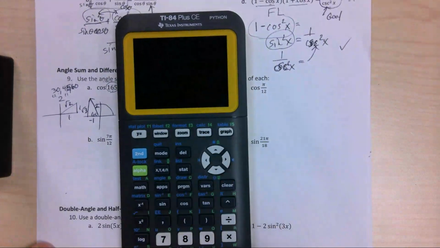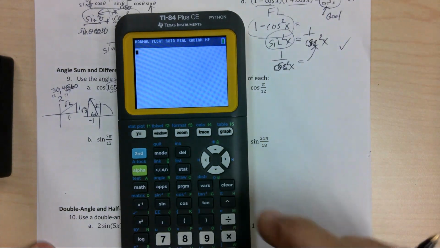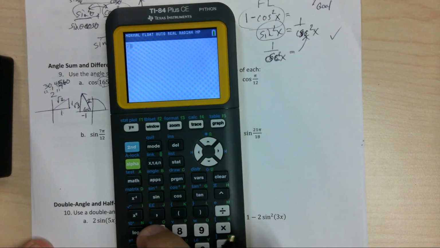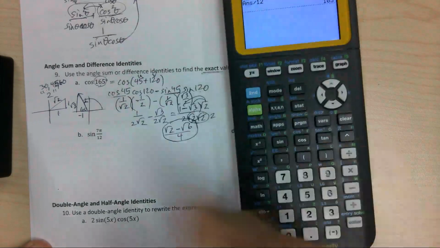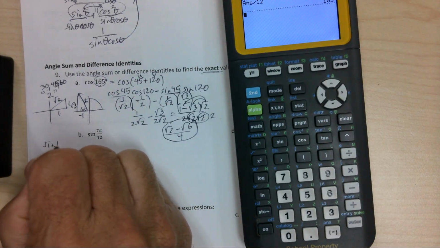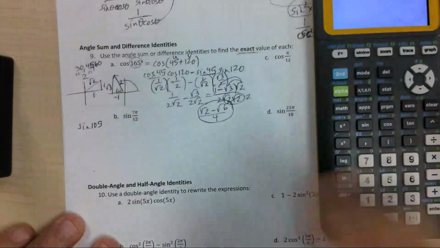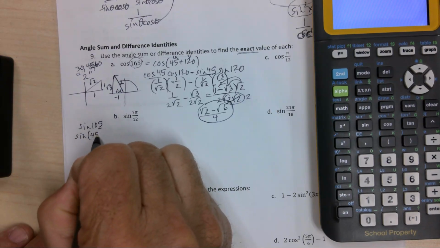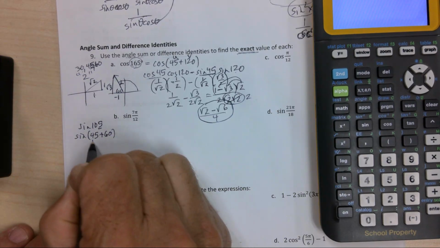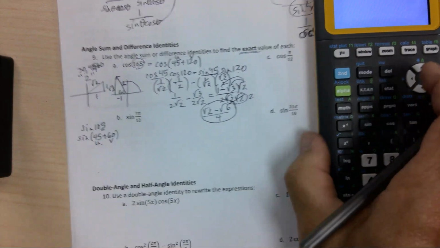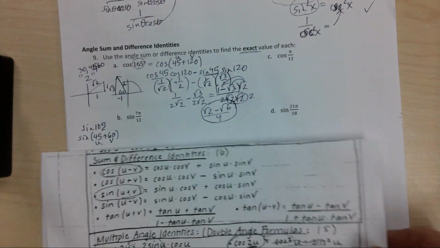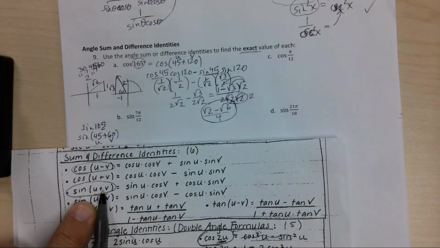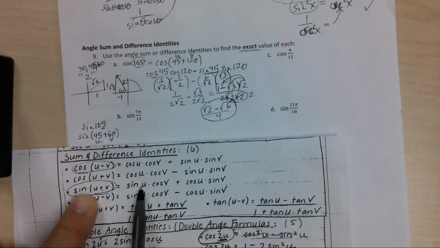Okay, let's jump down to letter B, sine of 7 pi over 12. Well, if we want to figure out what this is as a degree measure, which I encourage, 7 times 180, because that's what pi is, divided by 12, 105. So it's the same thing as sine of 105. Well, again, I see that 5. I'm going to break it up into 45 plus whatever's left, which is 60. So here's my u, here's my v. And I find my sine of u plus v, which is right here.